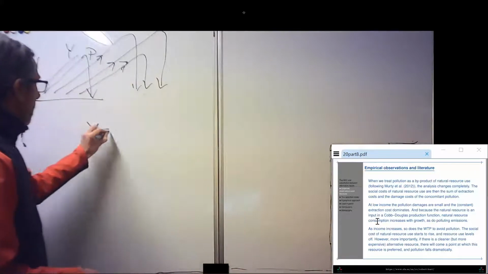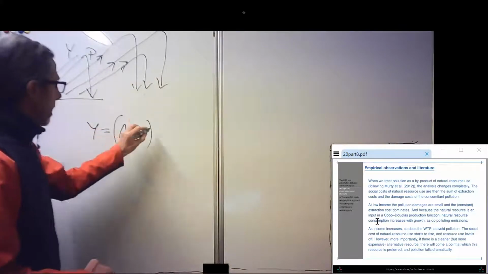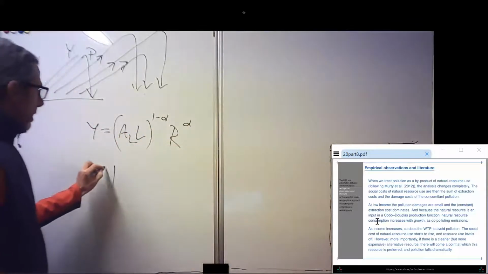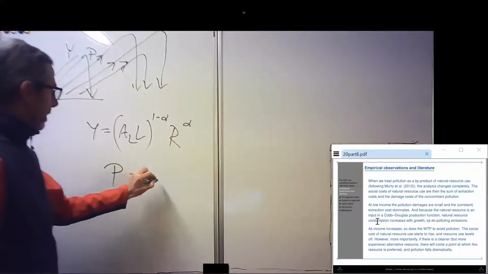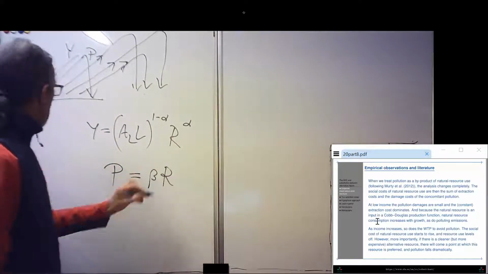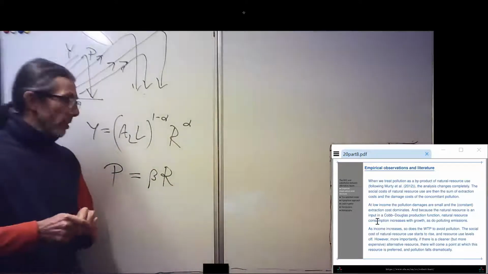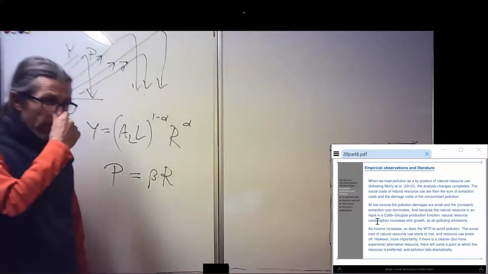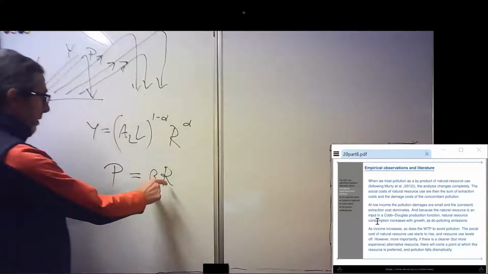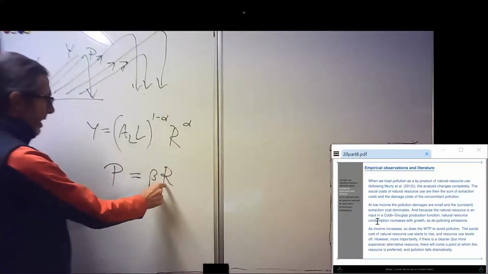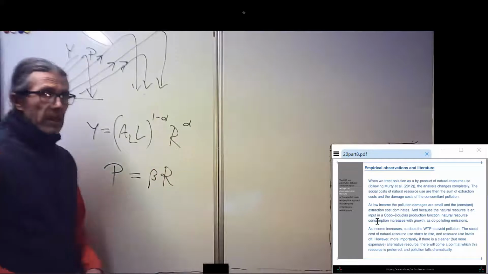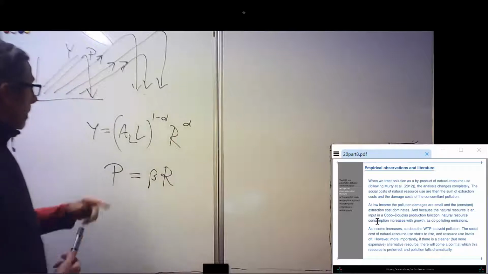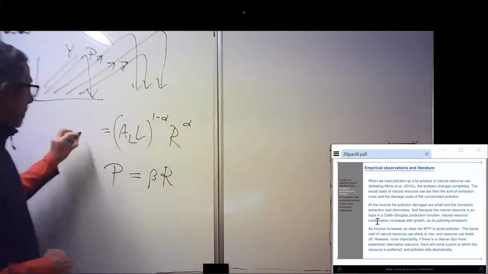So we've got Y is A L to the 1 minus alpha, R to the alpha, and P, if P is the flow of pollution, is like beta R. Okay, so if this is it, end of story, then this is looking kind of similar, isn't it? Because we can take R and put P over beta in instead.